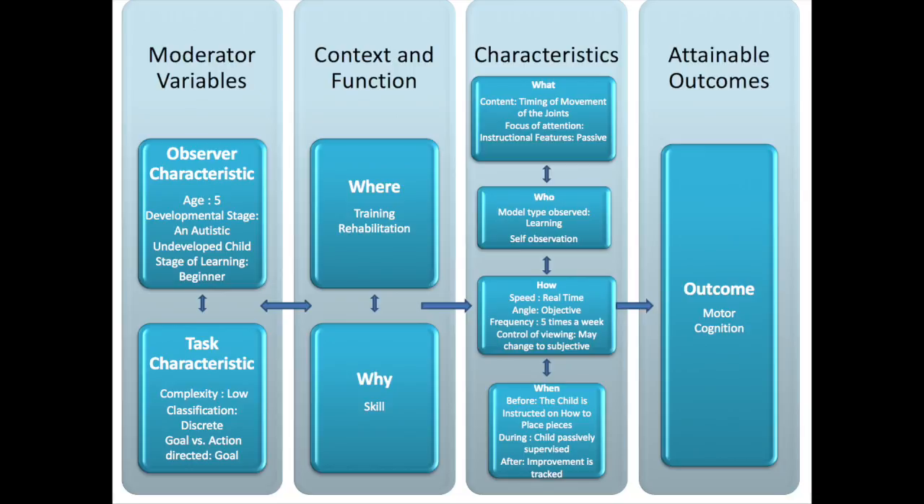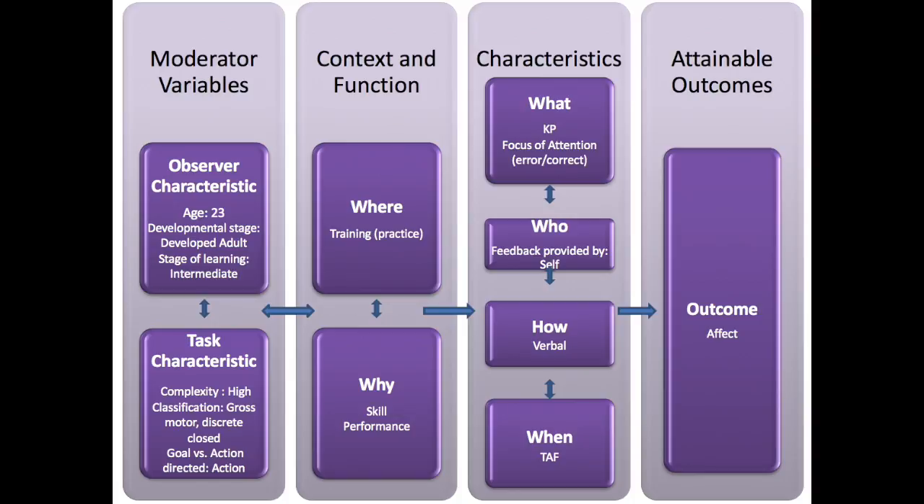How? With a subjective and objective angle in real time for about 5 times a week. Attainable outcomes, motor and cognitive. Feedback model. Moderator variables are the same. Undeveloped beginner. A low, complex, discrete skill. Still in a rehab environment to improve skill and strategy.